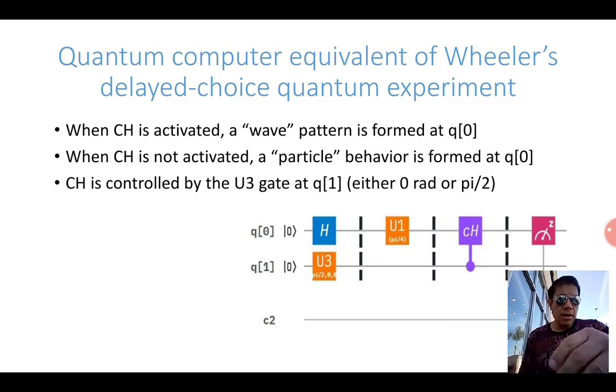So here's the quantum computer equivalent of Wheeler's delayed choice quantum experiment. Now that you have quantum computers online, anybody can just start doing all kinds of experiments. And somebody already published a paper like this one right here. You can actually find it in the archives. I will show you the citation for this paper. So right here is the circuit, as you can see.